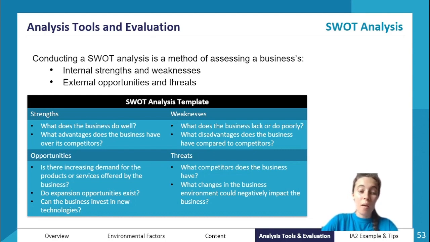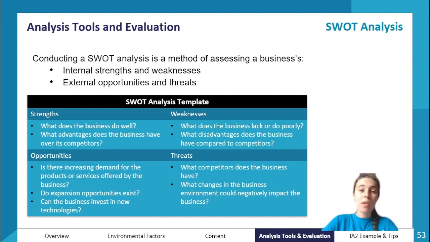Opportunities you could make use of in the business. So maybe there's expansion opportunities. Maybe there's an opportunity to invest in new technologies. Maybe there's increasing demand for certain things and you can leverage that to meet that demand. Threats are often about competitors, so what competitors the business has. It also can be just the business environment though as well. Thinking about those macro factors that we looked at earlier, they can all impact the business in positive or negative ways. So maybe there's legislative changes, maybe there's environmental issues that are affecting or threatening a business.